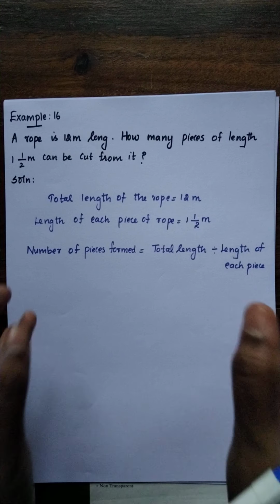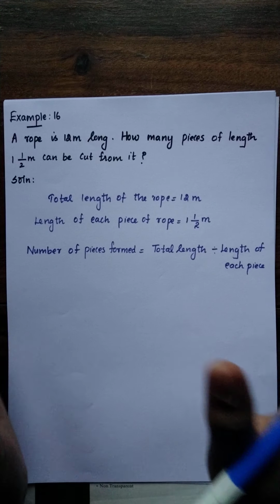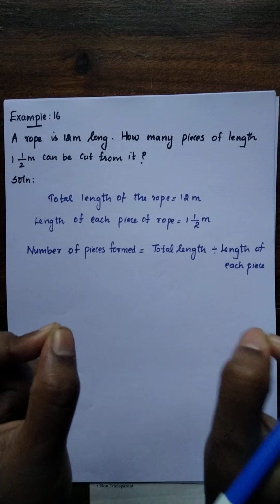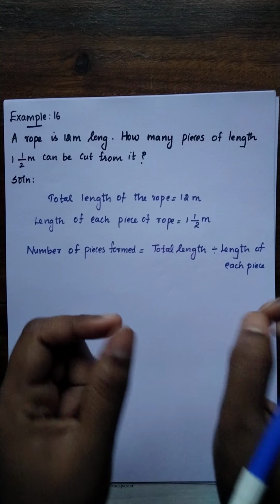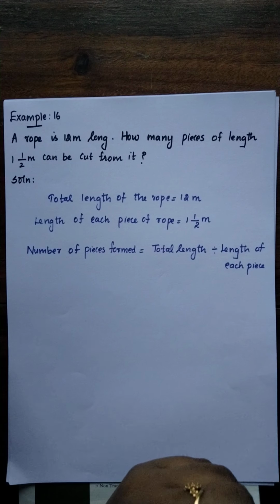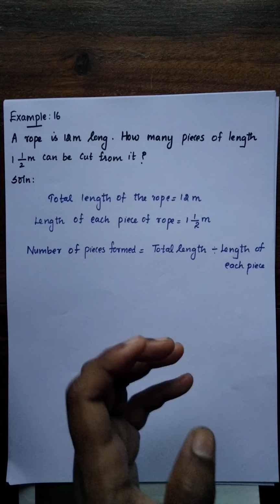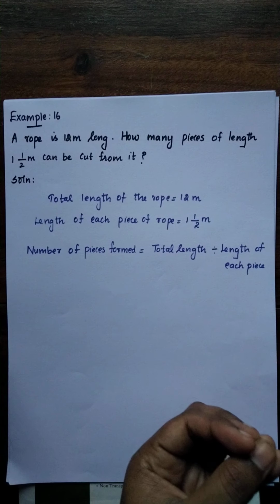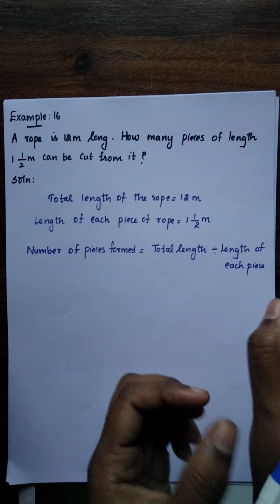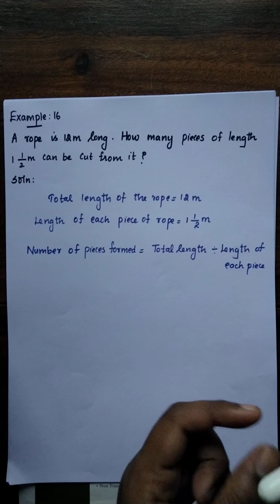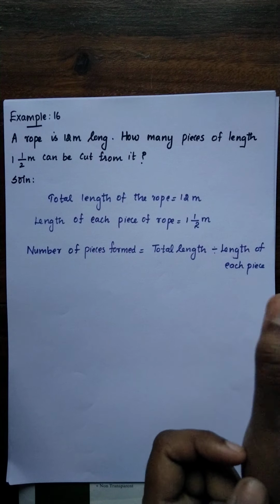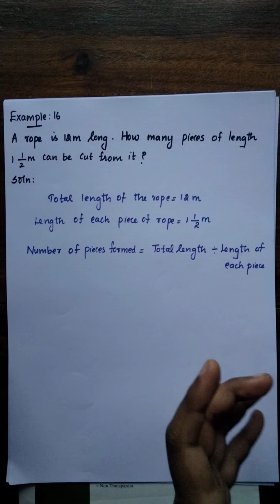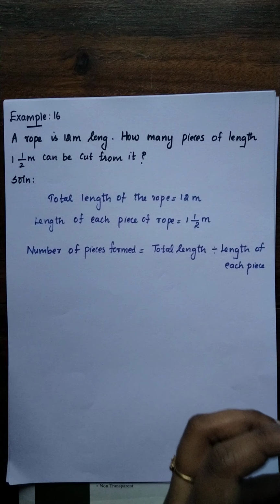The total length of the rope is 12 meter. They are telling the length of each piece of rope, which is 1 by 2 meter. They are asking how many pieces can be cut from it. So the number of pieces formed is what we are going to find.